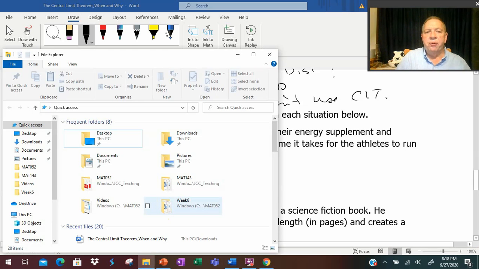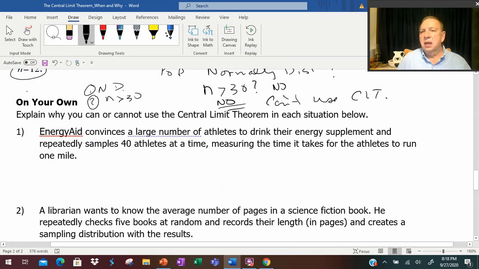So work on those. Go through and practice, checking whether it's normally distributed or greater than 30, to explain why you can or cannot use the central limit theorem.